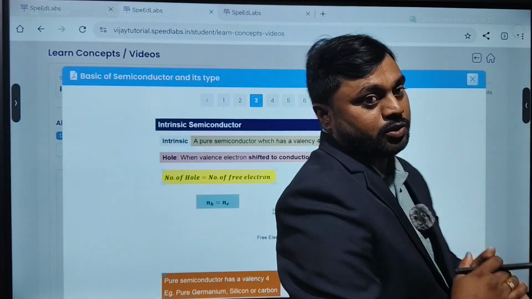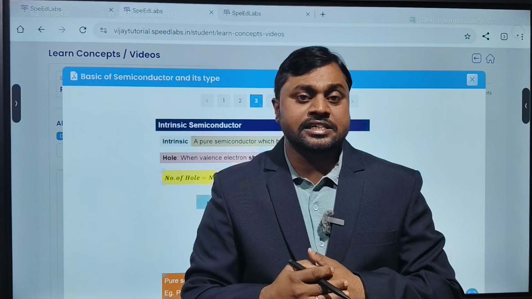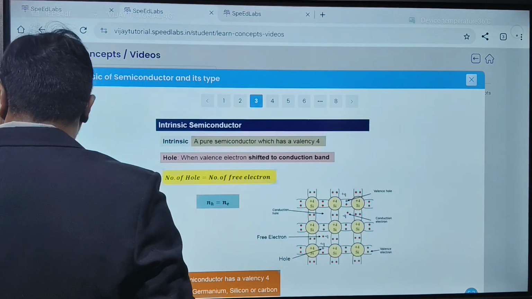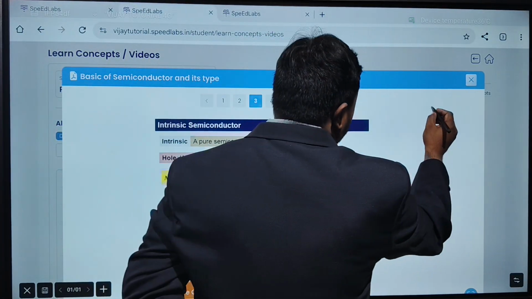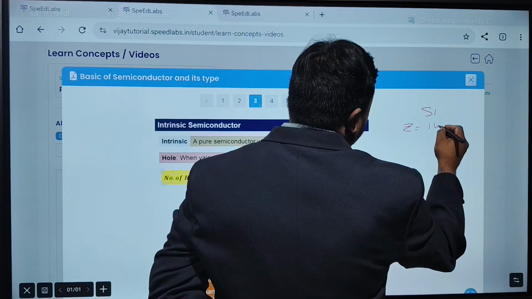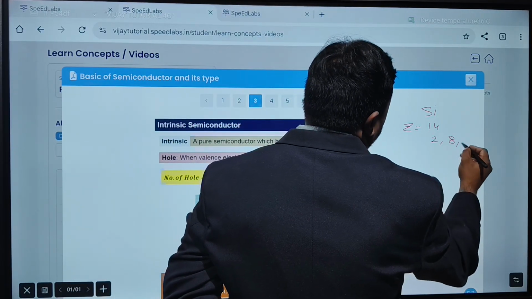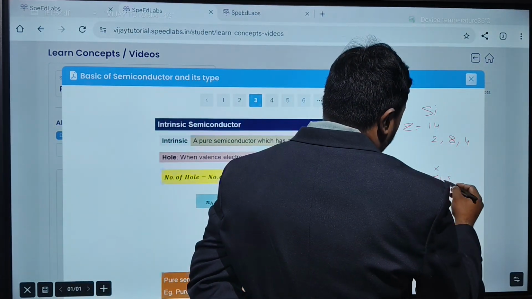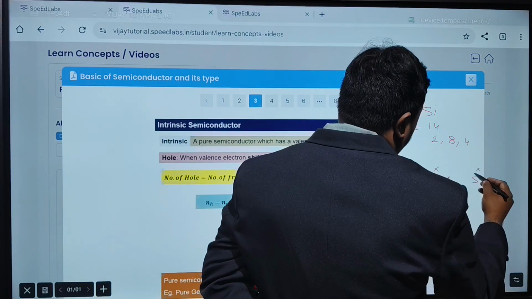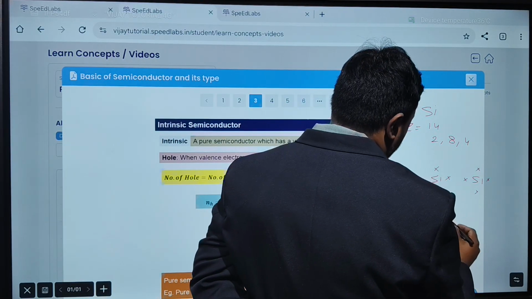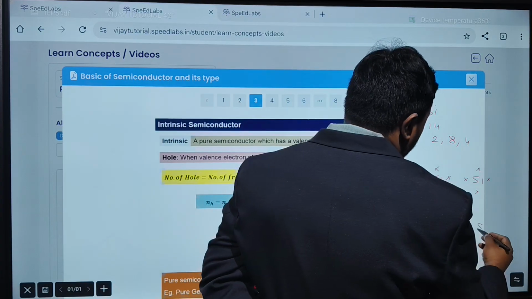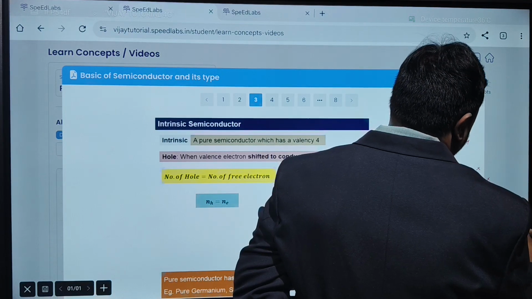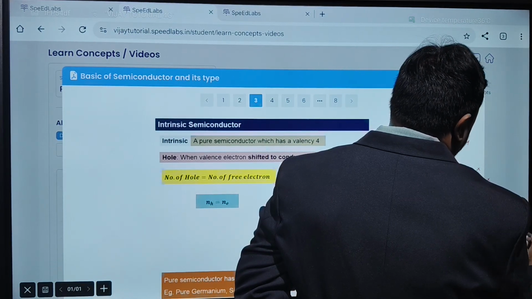Semiconductors are generally of two types: one is intrinsic, the other is extrinsic. Intrinsic semiconductors are pure semiconductors. Let's first discuss the intrinsic semiconductor, that is silicon. The atomic number of silicon is 14, with electronic configuration 2, 8, 4. So silicon has 4 valence electrons. To become stable, the silicon atom will share electrons with the neighboring atoms, and it becomes stable.